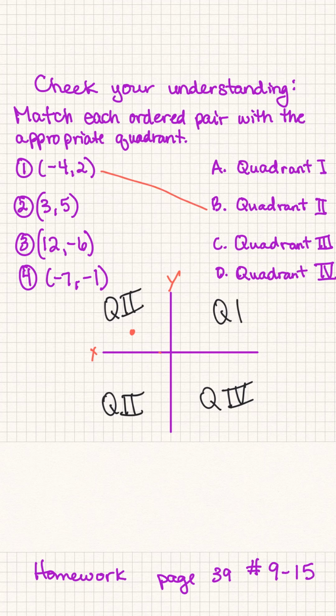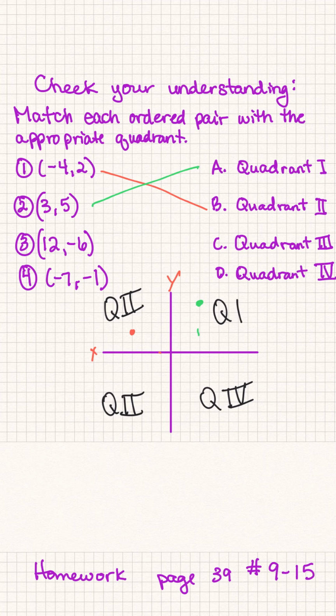The next one, 3, 5. So 1, 2, 3, up 5. 1, 2, 3, 4, 5. Quadrant 1. Notice positive, positive equals quadrant 1. The X negative, but the Y is positive equals quadrant 2.